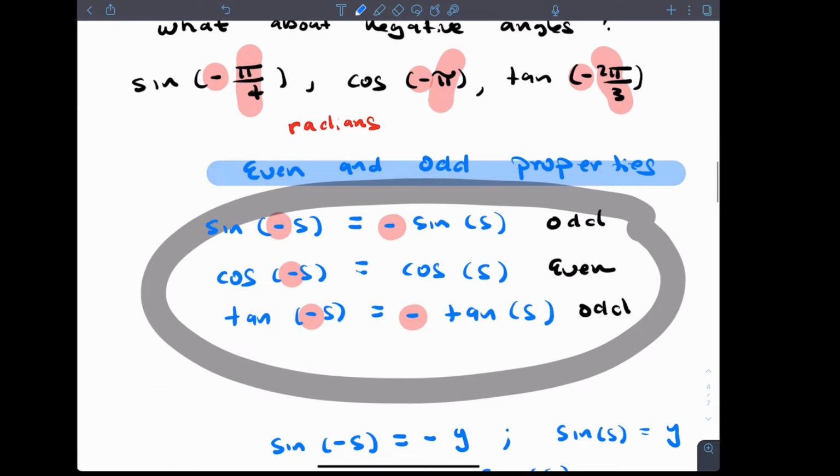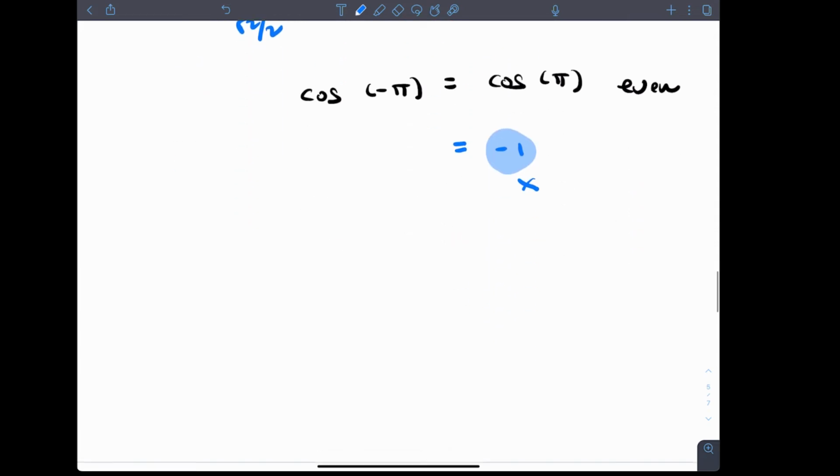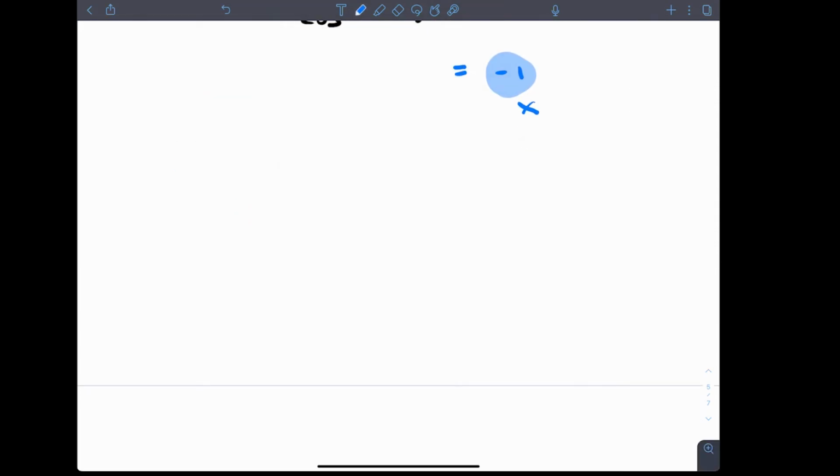What's the last one here? Tangent of negative 2 pi over 3. You go, how do I work with this one? This is going to be a good one too. Tangent of negative 2 pi over 3.